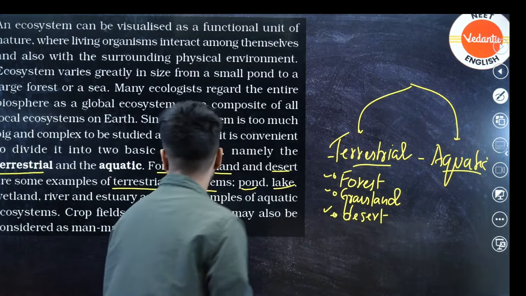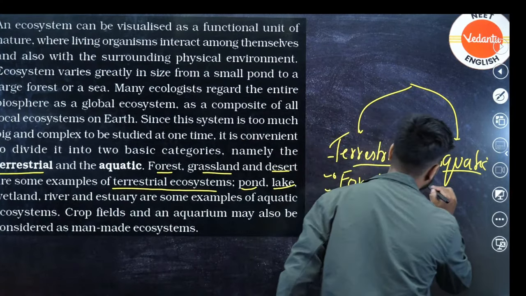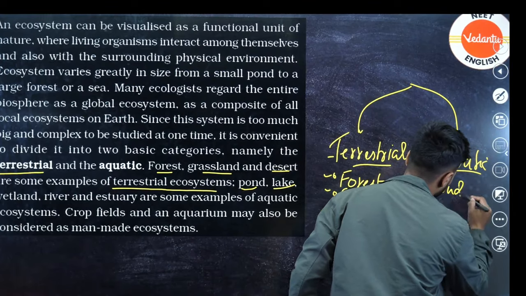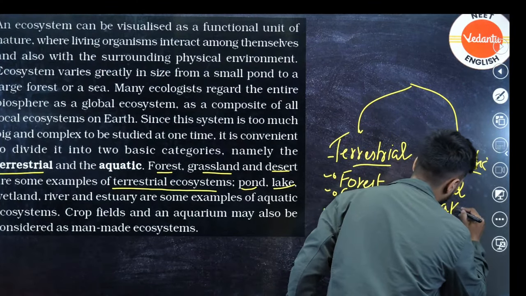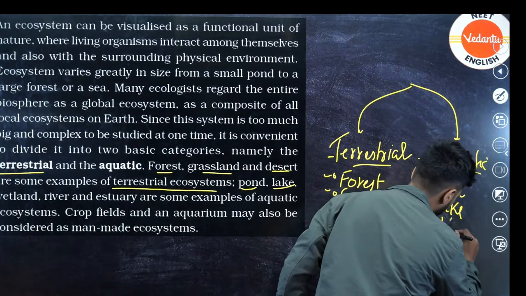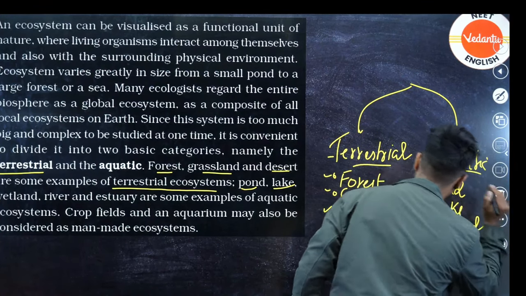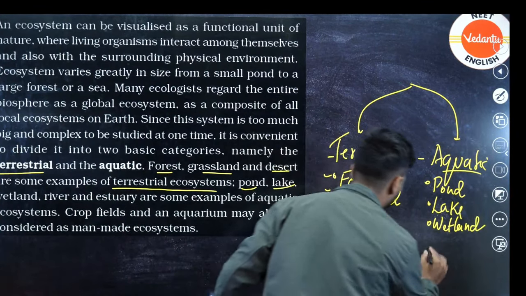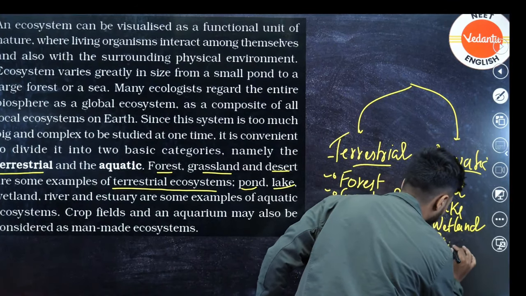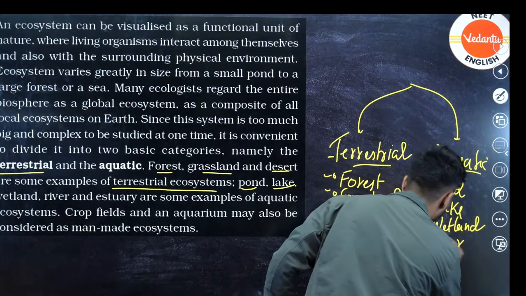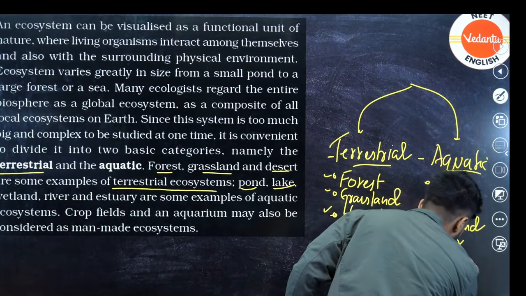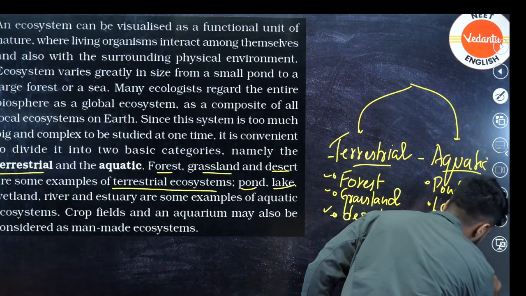So, what do we have here? We have the pond, lake, wetland. We also have the wetland, river, and estuary. River as well as the estuaries.